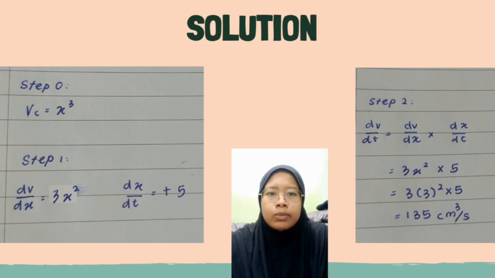We move to step 2. The equation will be dV over dt equal to dV over dx times dx over dt. After substituting the numbers into the equation, 3x squared times 5, and then we replace the x with 3, the answer for the equation is 135 cm power of 3 over second.